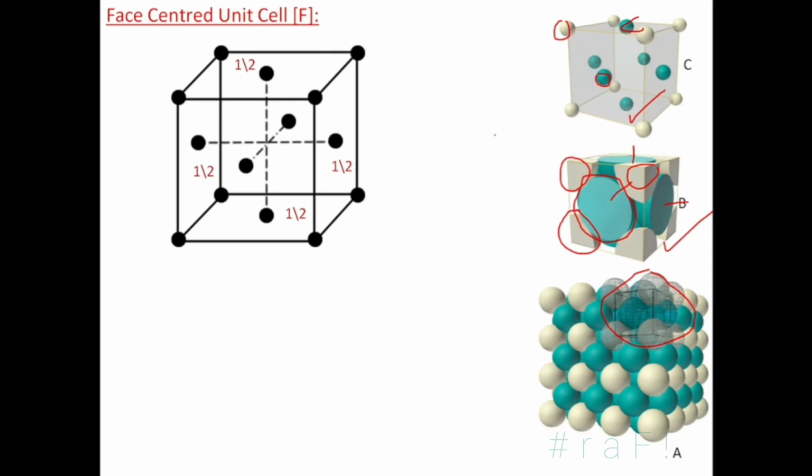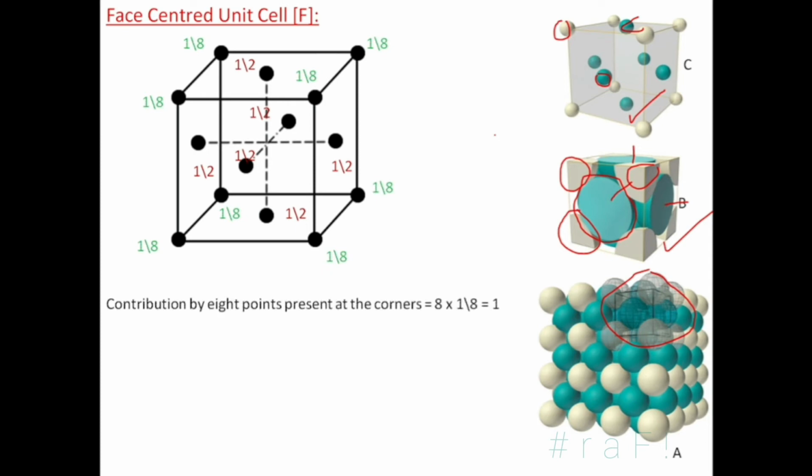Okay, half atom is there. And next, front and back half atom. Total 6 faces, and all 6 faces contain half of the atom, and the corner contribution is 1 by 8. So now calculate the contribution by the 8 points present at the corners: 8 into 1 by 8 is 1.